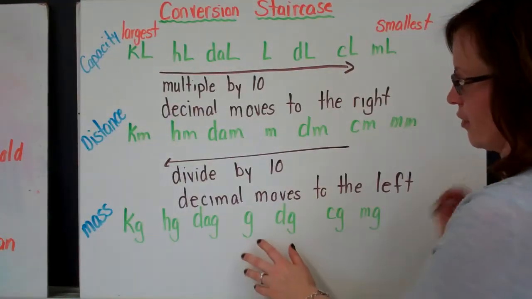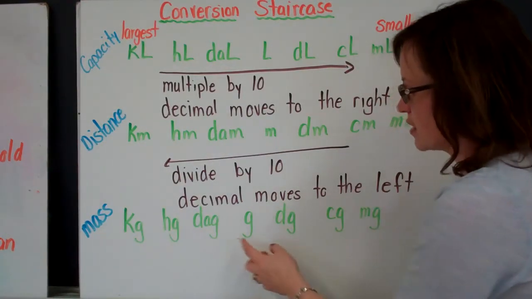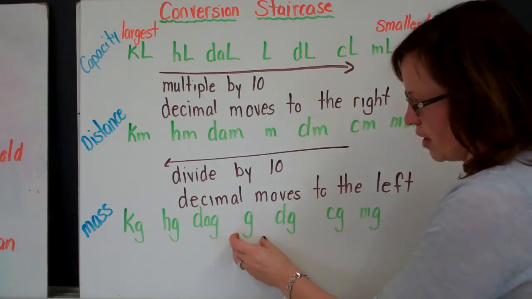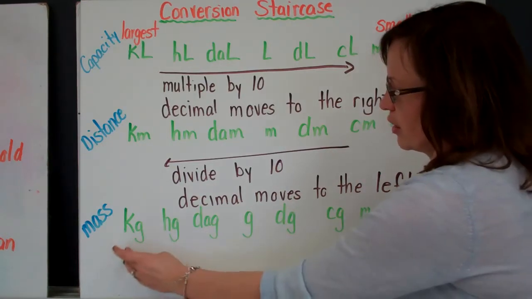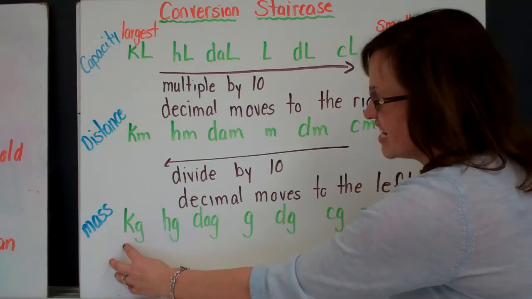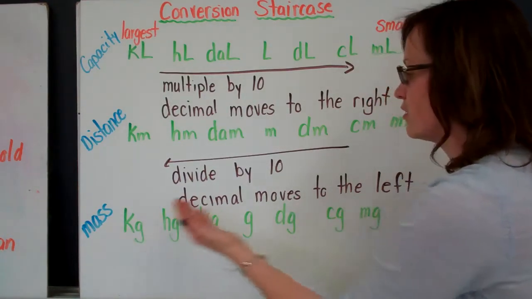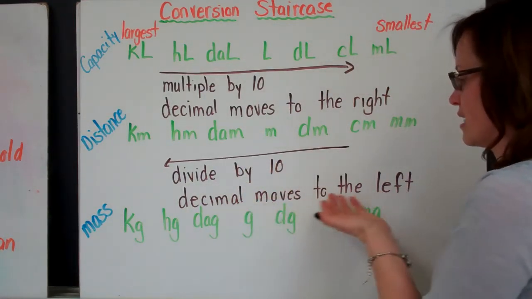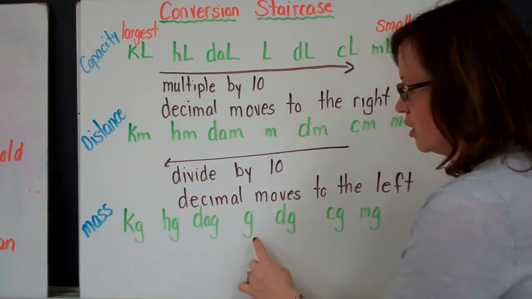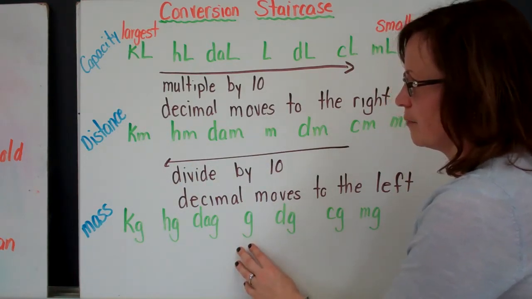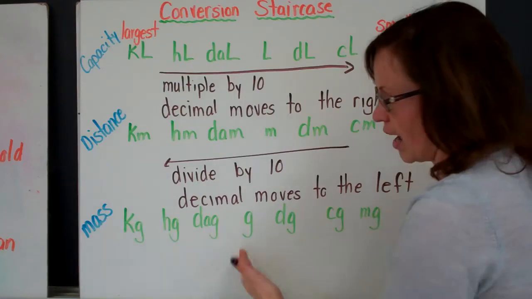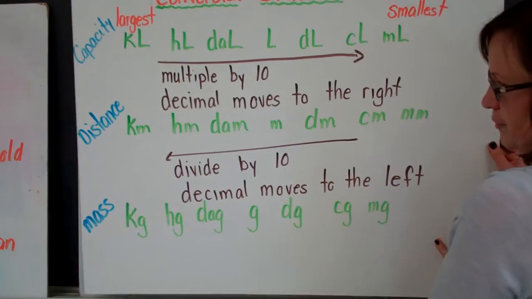So if I'm going from grams to kilograms, that's my first number. I find grams, and I know that to go to kilograms, I'm going 1, 2, 3 spaces on the staircase to the left, which means that I'm moving my decimal 3 spaces to the left. So my number is actually going to get smaller as I move to a larger unit of measure.